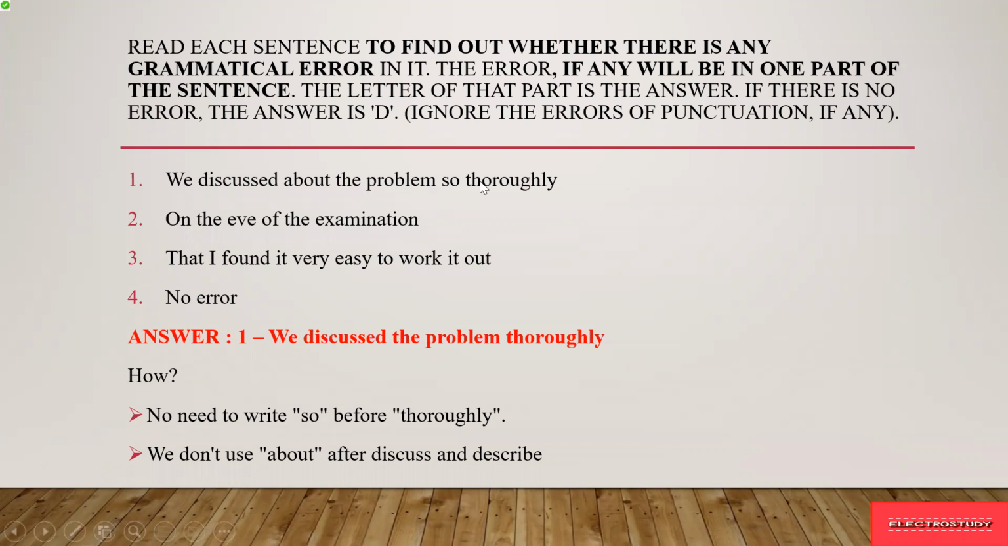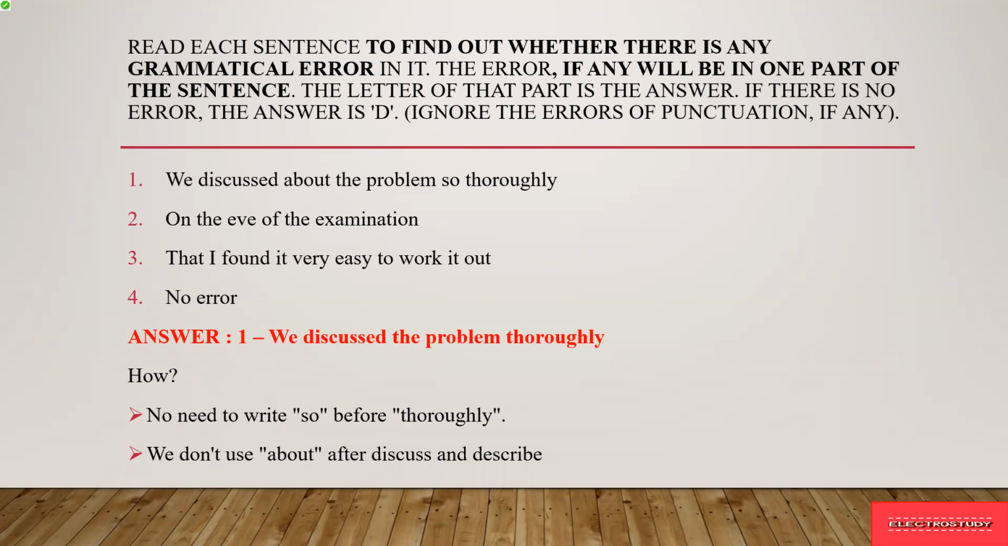And so thoroughly is also wrong. Thoroughly itself is a meaning that you are completely learning or completely analyzing the problem. So thoroughly is not required, which is colloquial English. So now you have spotted the error in this. So we discussed the problem thoroughly is the right answer. Now how it is, no need to write so before thoroughly. Why? Because thoroughly already means completely. Then we don't use about after discuss and describe. So when there is a discussion or a description that you give about something, then about should not be used before that.